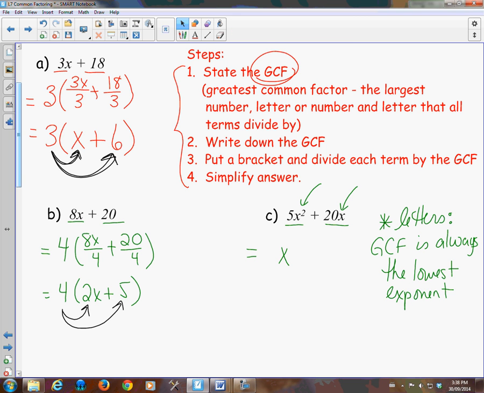Then I do my numbers. I have a 5 and I have a 20. So the greatest common factor for 5 and 20 is 5. So I'm going to divide both terms by 5x.